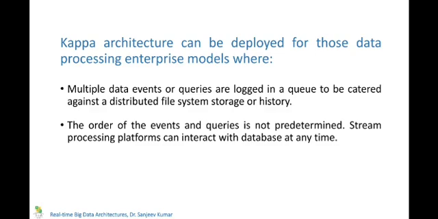A stream processing platform can interact with the database at any time. For example, news channels move here and there, and when they see something, they do a live telecast on the spot. They are not predetermined, they just go anywhere and execute the live streaming. Clear? And that is where we can use the kappa architecture.